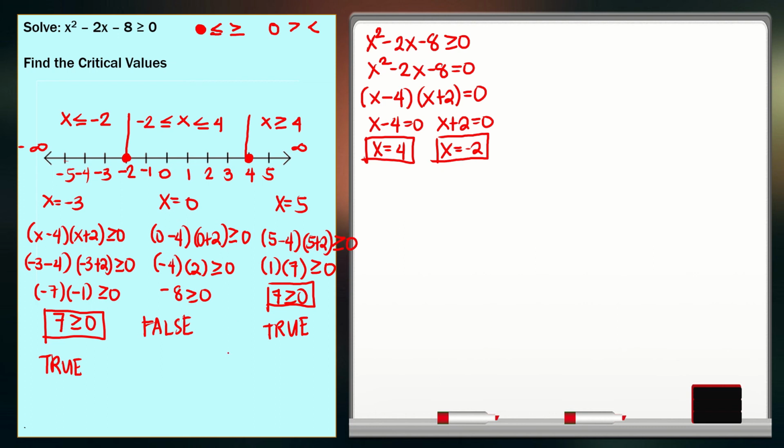Therefore, by observation, we conclude that the inequality is true for any values of x in the interval where x is less than or equal to negative 2 or x is greater than or equal to positive 4. Okay, so these are the solution set.